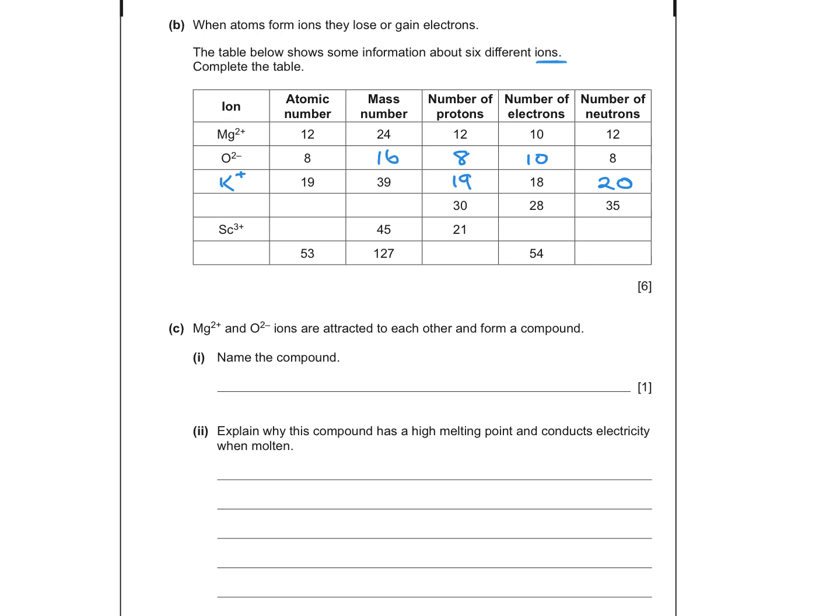Okay, then, next one. Number of protons is 30, so the atomic number is going to be 30. The mass number, well, I add the protons and the neutrons together. That's 75.